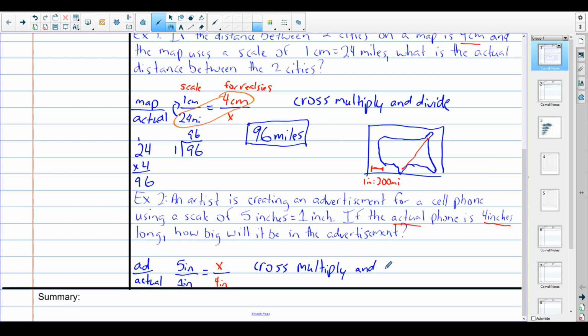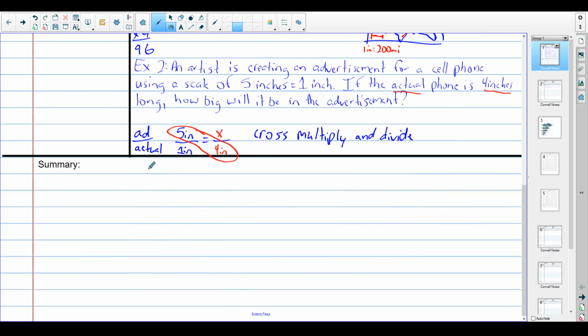And divide. And scales are pretty nice because more often than not, the scale is something over 1 or 1 over something. So when we cross multiply and divide, the math's not too bad. Like this one is just 5 times 4, which is 20. And then we divide that by 1. And anything divided by 1 is just itself.